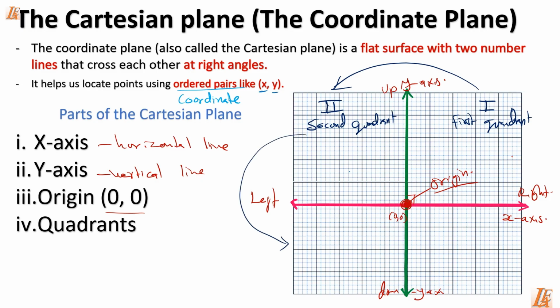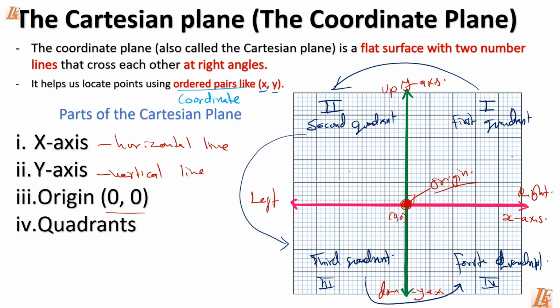Then we move also in the anti-clockwise direction to this one. This one we call the third quadrant. And then we also move in the anti-clockwise direction to this last one here, which we call the fourth quadrant.